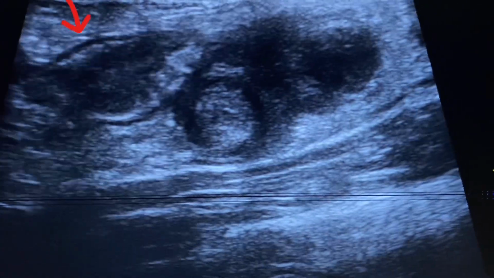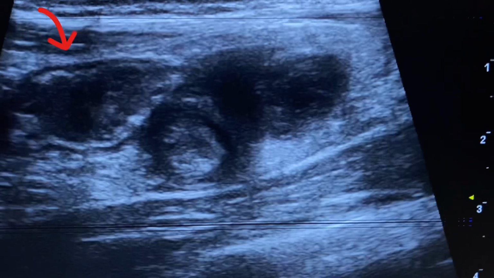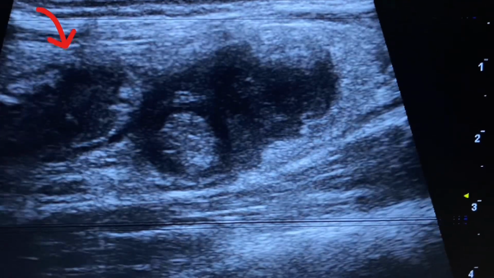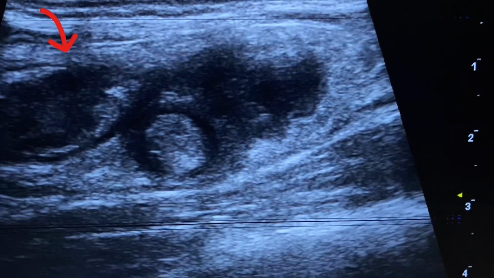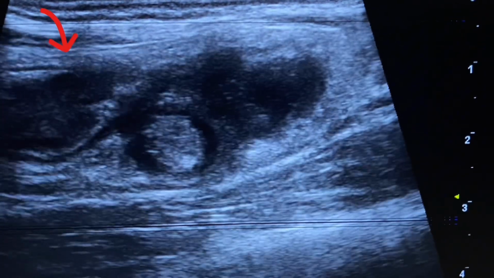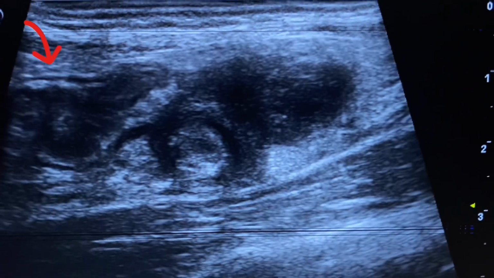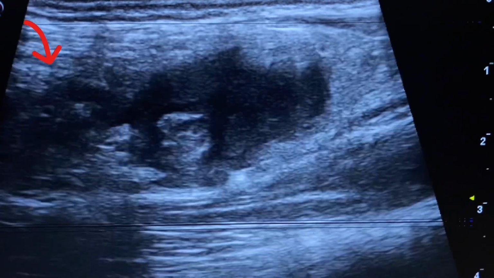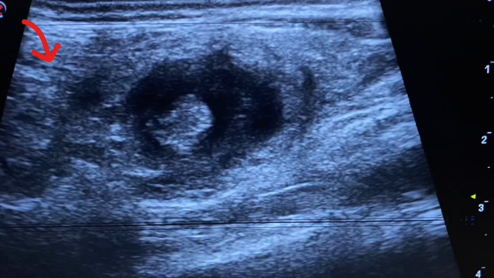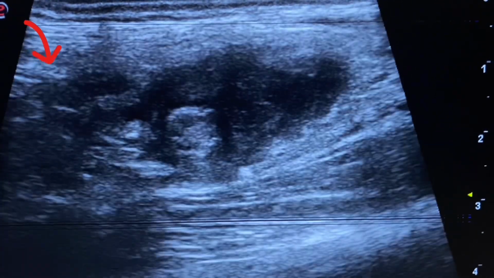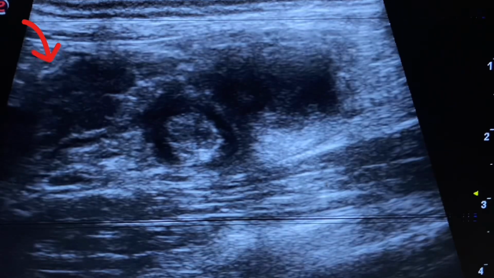This is proximal part of ascending colon. The walls of ascending colon are also inflamed. The echogenic layer is submucosal layer. And hypoechoic layer is muscular layer.